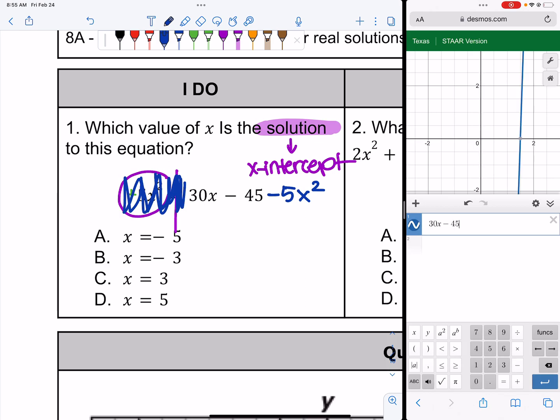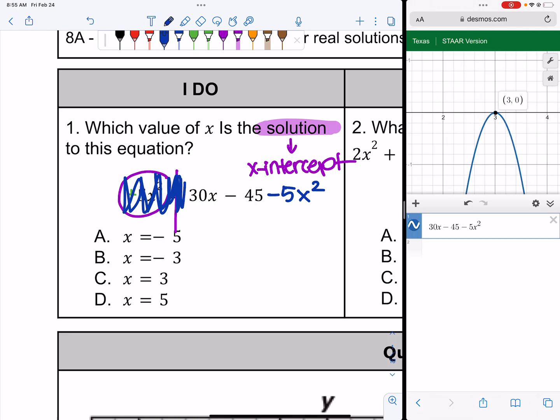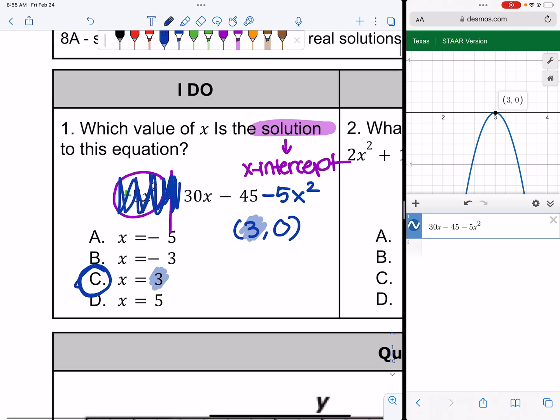30x minus 45 minus 5x squared. And then we see it does graph something. We can look at the solutions on the x-axis. So if we touch the x, it's 3, 0. And I know my answer would be 3, which is right here, positive 3. So now let's try another one.